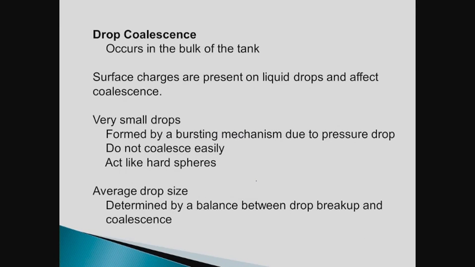Okay, proceeding right along. Drop coalescence occurs in the bulk of the tank. The surface charge is present and affects coalescence. Very small drops are formed by bursting mechanisms due to pressure drop. These don't coalesce easily if they have a surface charge to them. The bursting mechanism, right, so you've got a very large drop and then suddenly you have 100,000 small drops, or a very large quantity of small drops. You've got to worry about where the surface charge went to.